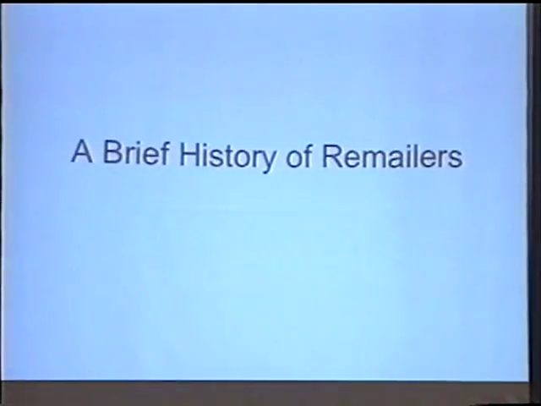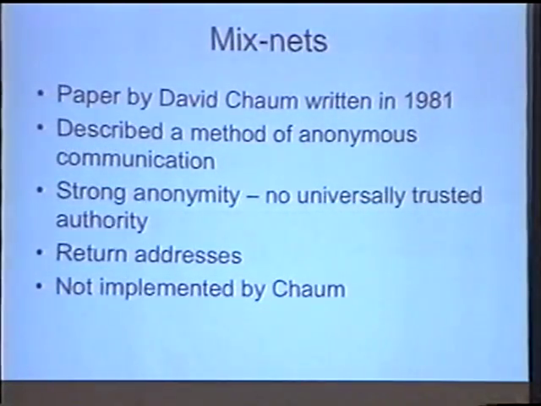I'm going to digress here about remailers for a moment. Mixnets, which is the fundamental primitive used for both the remailers and the low latency systems we have, were first proposed by David Chaum in 1981. He described in the Communications of the ACM a method of anonymous communication where he put to use the newly developed public key cryptography and created a system where you can have strong anonymity with no one universally trusted authority. He also proposed a clever method of doing return addresses, which I'll get into in a bit. Chaum didn't implement this. This didn't actually even see the beginnings of implementation until about a decade later.